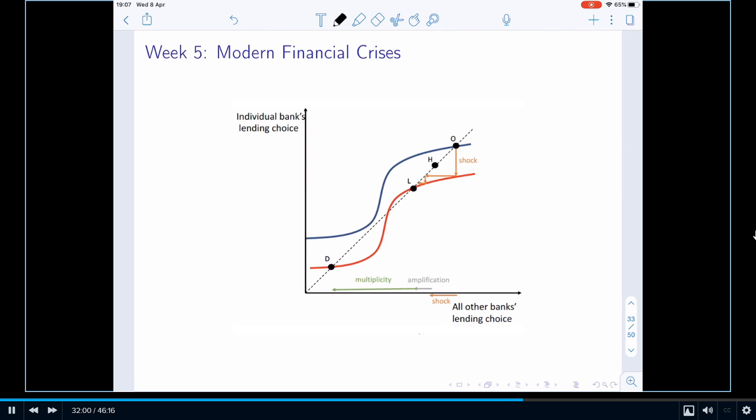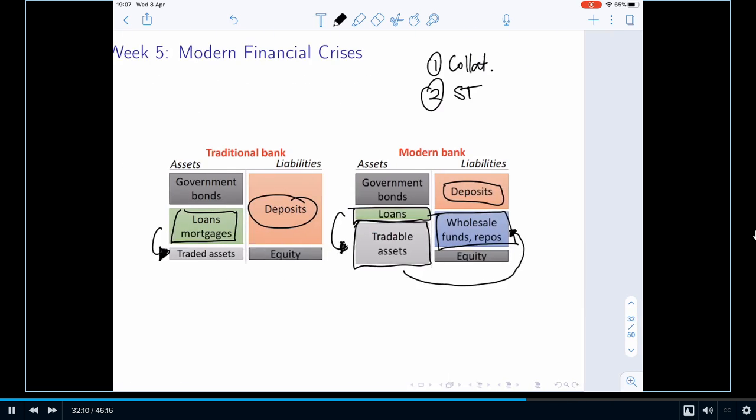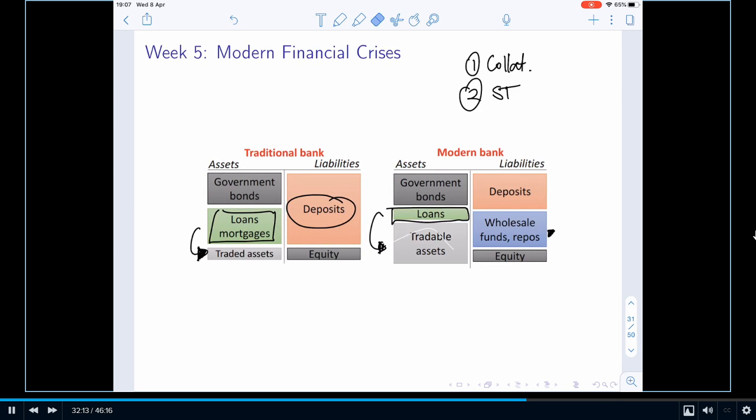However, with a modern bank, you have these upward sloping best response curves, which tell us that when other banks lend more, my bank also wants to lend more. Why is that the case? Well, remember that we have this balance sheet structure on the right-hand side. So what happens when other banks lend more? Well, that pushes up. So for example, if other banks issue more mortgages, that pushes up demand for housing in the economy, which pushes up house prices, which makes the mortgage-backed securities that I have more valuable. So this pushes up the value of my traded assets.